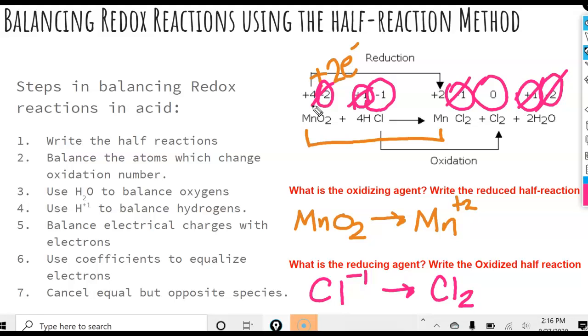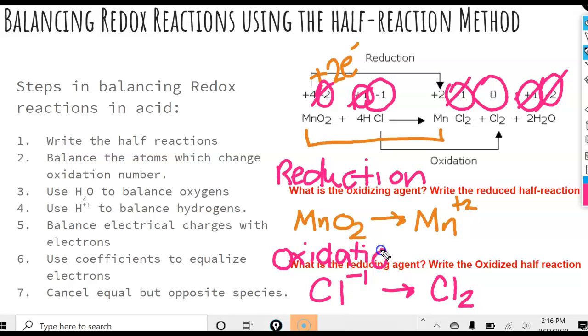Okay, so now that I've got what is reduced, let's go ahead and label this. So this is the reduction half reaction. And this one down here is the oxidizing or oxidation half reaction. Okay. So we've done step number 1. We have written the half reactions, and part of the struggle is identifying which one is the oxidation and which one is the reduction.